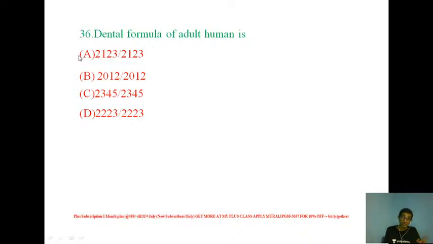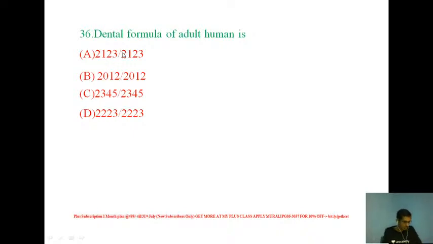If you are writing, you can write it with the meaning: incisor 2 by 2, canine 1 by 1, premolar 2 by 2 and molar 3 by 3. This is the adult dental formula. What about the children's dental formula? 212 bar 212. Yes, incisor, canine, premolar, molar.